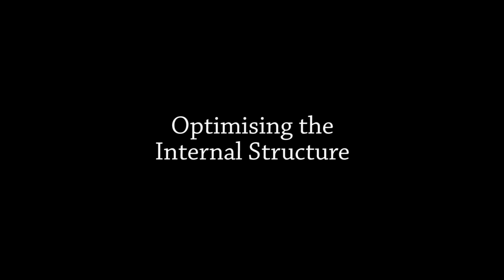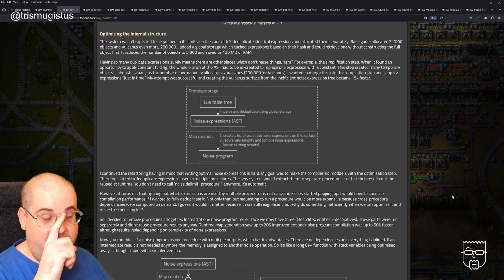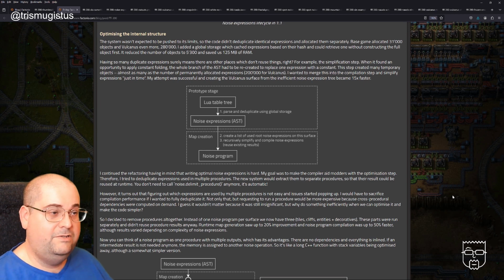Optimizing the internal structure. The system wasn't expected to be pushed to its limits, so the code didn't deduplicate identical expressions and instead allocated them separately. The base game allocated 31,000 objects and Volcanus even more at 280,000. I added a global storage which cached expressions based on their hash and could retrieve one without constructing the full object first. It reduced the number of objects to 5,300 and saved us 125 megabytes of RAM.